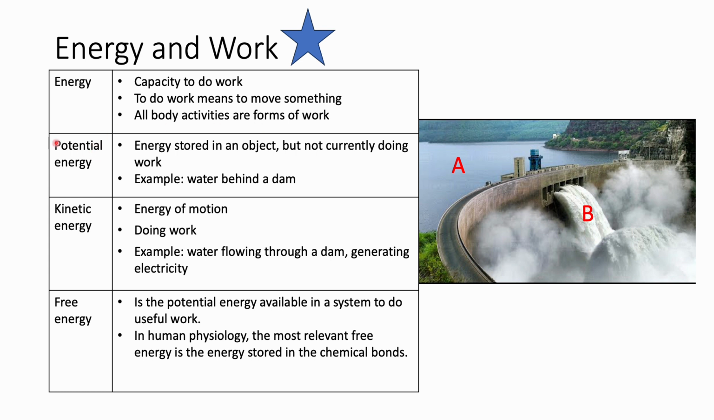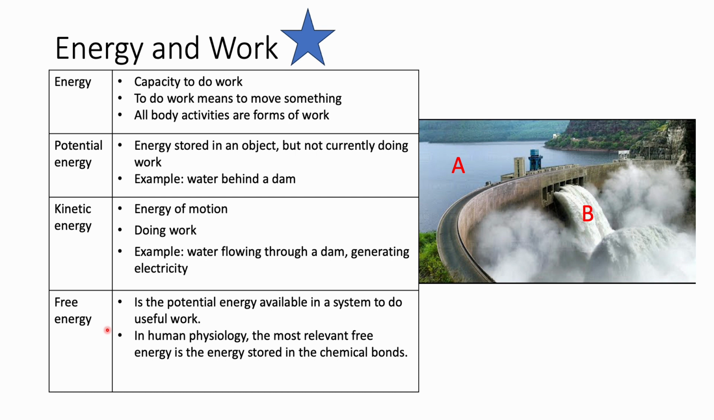There's also something called potential energy. This is the energy stored in an object but not currently doing any work. Think of water behind a dam. So area A in this image has a lot of potential energy. Energy is just sitting there. It's not moving right now, but it can. Then we have B, kinetic energy. This is energy of motion. It is doing work. The example again of water flowing through a dam generating electricity.